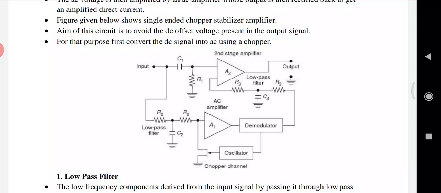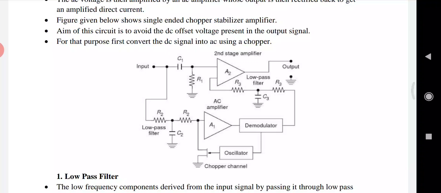Then you can see a demodulator. In this demodulator, the original signal is recovered, which is then applied to a second stage of amplification. That is, the original signal recovered in this demodulating stage is transmitted to the second stage amplifier, that is A2.